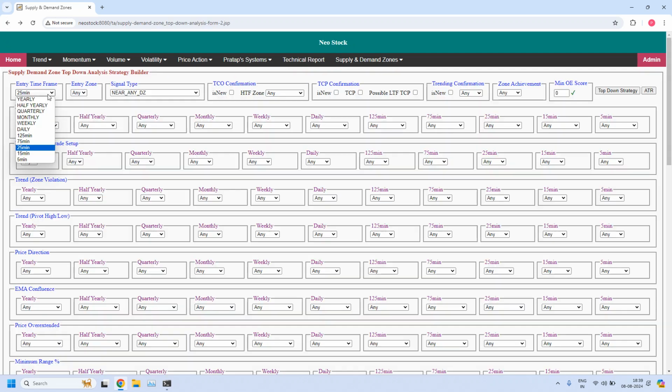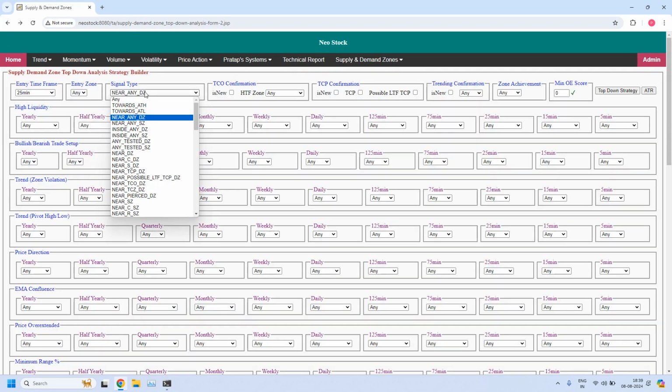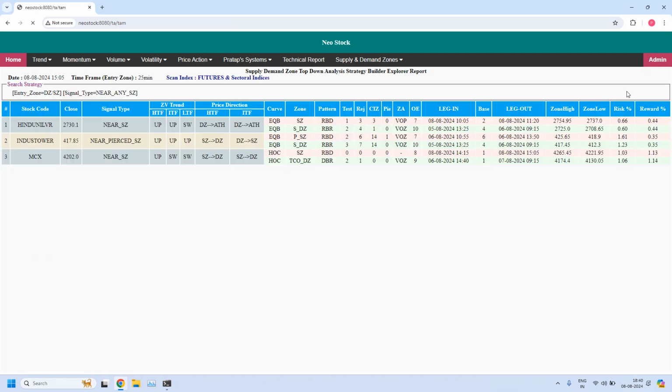And the next report is for 25 minutes time frame. Let us find the stocks near 25 minutes supply zone. Again 3 stocks are filtered.